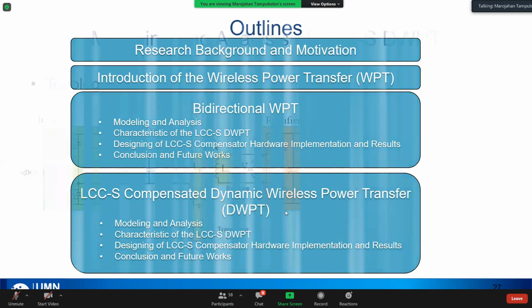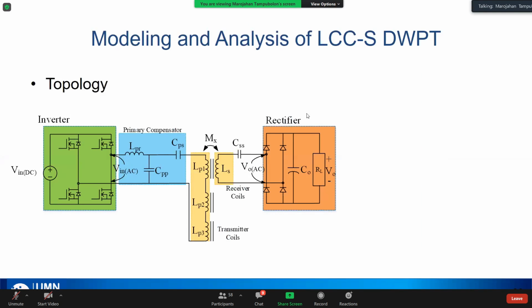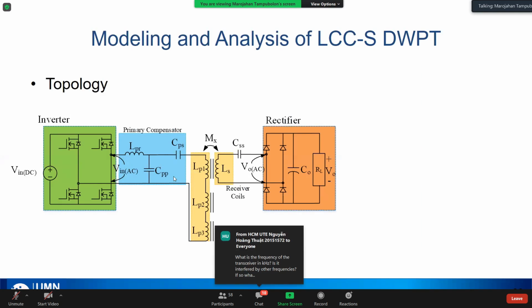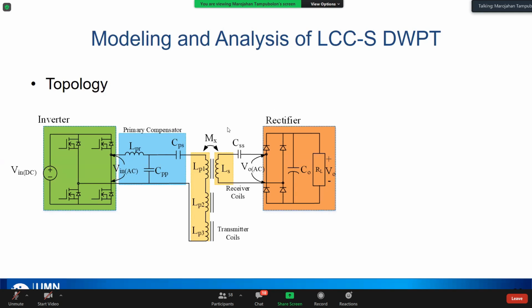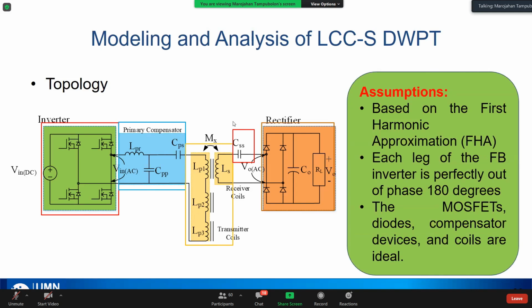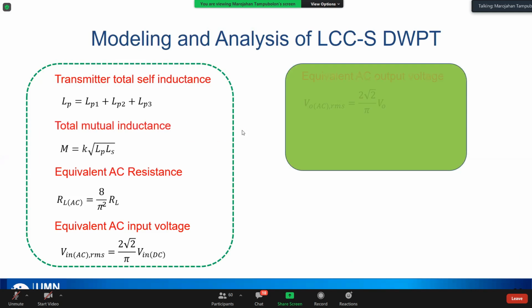Okay. And this one is for the dynamic type. In the dynamic type, we use a different kind of compensator. We have LCC-S here, and we follow the same steps as the previous one. The difference here is that the maths and also the design are a little different. Because of the time constraint, I don't want to discuss this one.